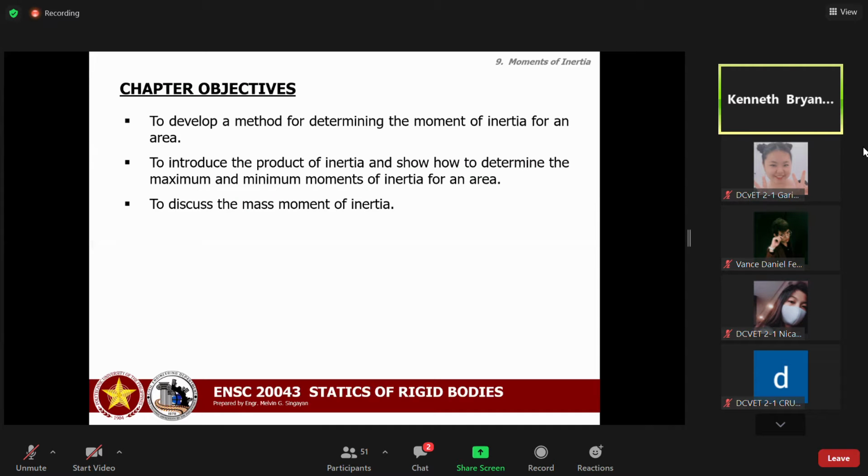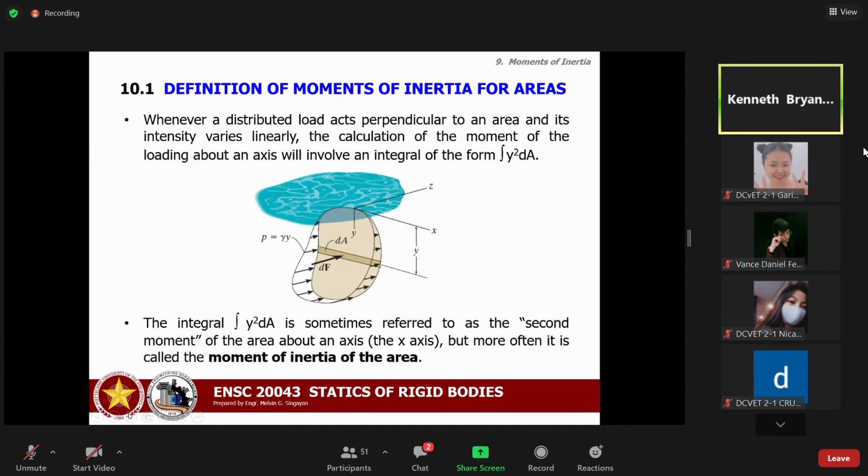So, for the chapter objectives, we need to develop a method for determining the moment of inertia for an area. The second and third objectives will not be included in our discussion, since the application for civil engineering is very limited. So we'll focus more on the first objective. So 10.1, definition.